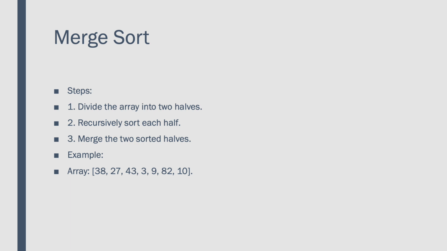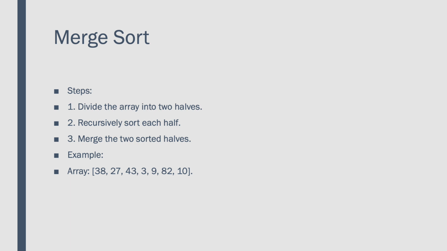Then in the conquer phase, we sort each half. If we sort this, we will have 27, 38, 43 in the left half, and on the right half we will have 3, 9, 10, and 82. So we are sorting in increasing order. Now if we combine all of this and merge the sorted halves, then we'll have 3, 9, 10, 27, 38, 43, 82. So we are sorting as we combine the two halves, until the whole thing is sorted.